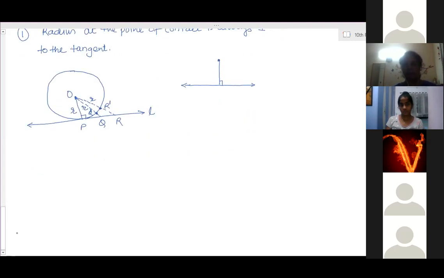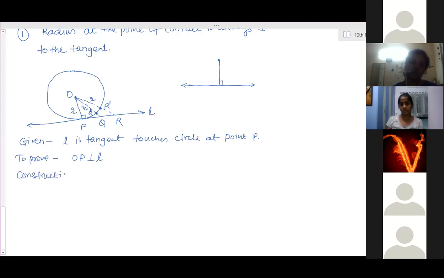So that is conceptually what we are writing. Mathematical statements are very few. So given: L is a tangent, touches the circle at point P. To prove: OP perpendicular to L. Construction: take any 2 points Q and R on the tangent. Join them to the center.